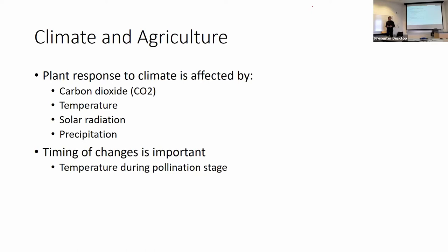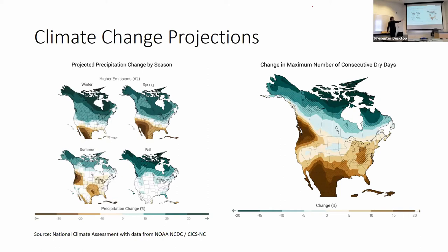So here are some projections, and this is the one I like to show to producers. I didn't make these projections. I don't even know exactly how they made them. This is one set of projections, right? It's not going to be right, but it's probably closer to what's going to happen than what we're seeing right now. So here's the change in the maximum number of dry days. North Carolina is going to see longer droughts under these projections, even as precipitation, especially in the fall, goes up.